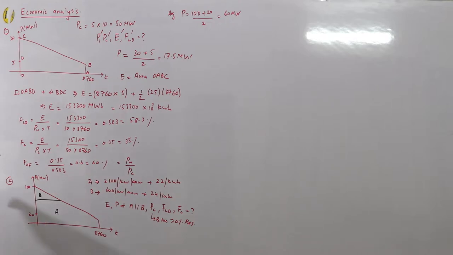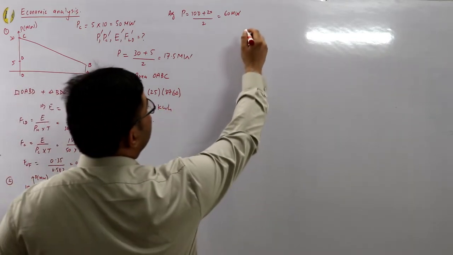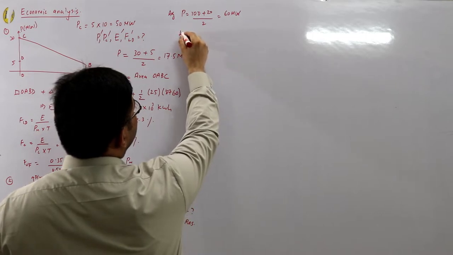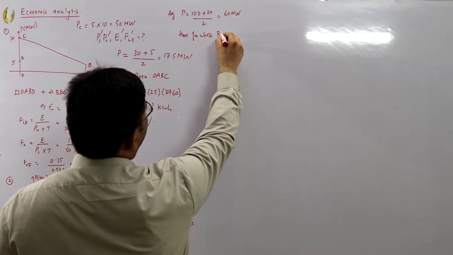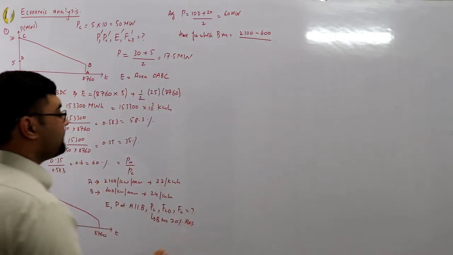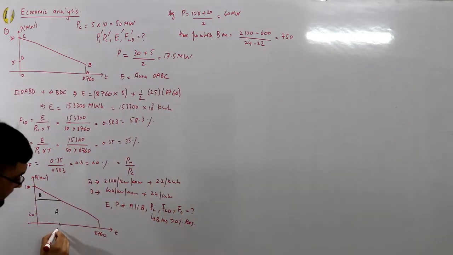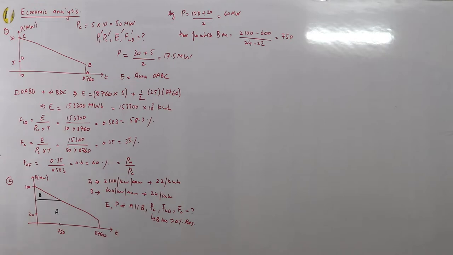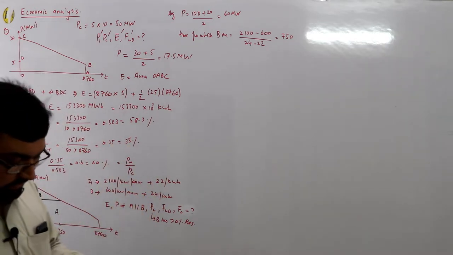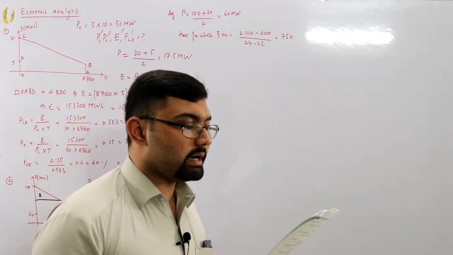Now the time of operation of both the plants. Have a look, this is the time for which both stations B and A would run. I will show you a simpler shortcut. The time for which B would run is the fixed charges, 2100 minus the next fixed charges 600, divided by the difference of the running charges, 24 minus 22. This comes out to be 750, which means the time for which station B would run annually is 750 hours.